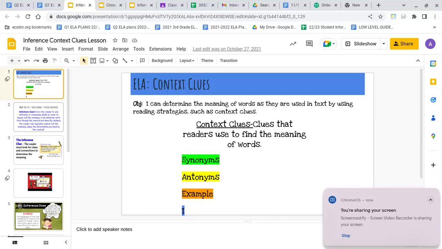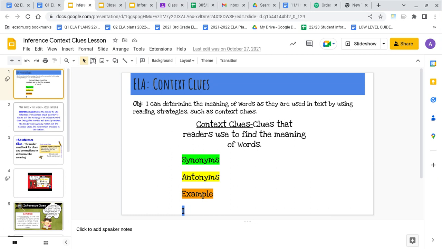Okay, boys and girls, today we are going to work on context clues. You're going to be able to figure out the meaning of words that you don't know as they're used in the text by using some reading strategies such as context clues. Context clues are clues that give readers help to find the meaning of the words.